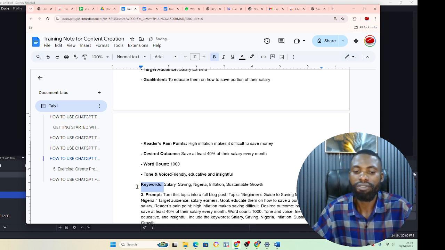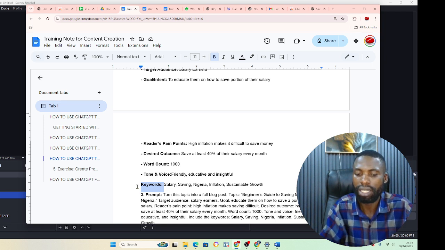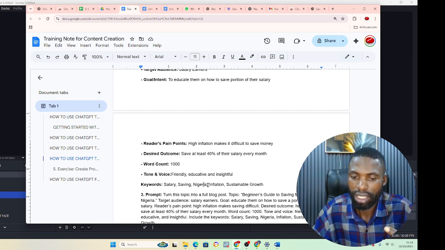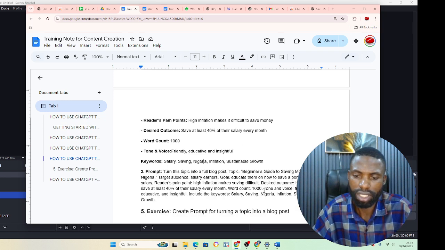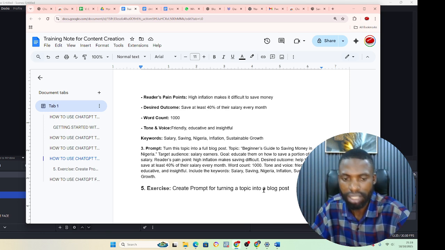Then there are keywords you really want to focus on. These keywords serve as the conceptual scope of your write up. The keywords, for instance, I'm looking at salary, I'm looking at saving, I'm looking at Nigeria, I'm looking at inflation, sustainable growth. You understand? All the keywords you want to see inside your post, document it down.